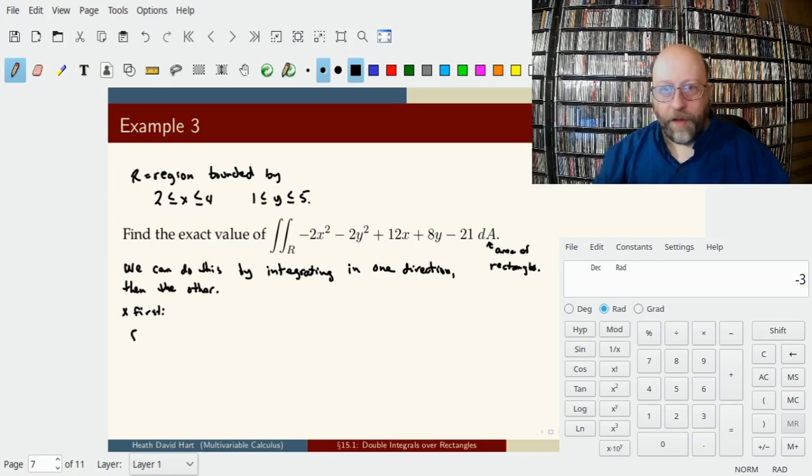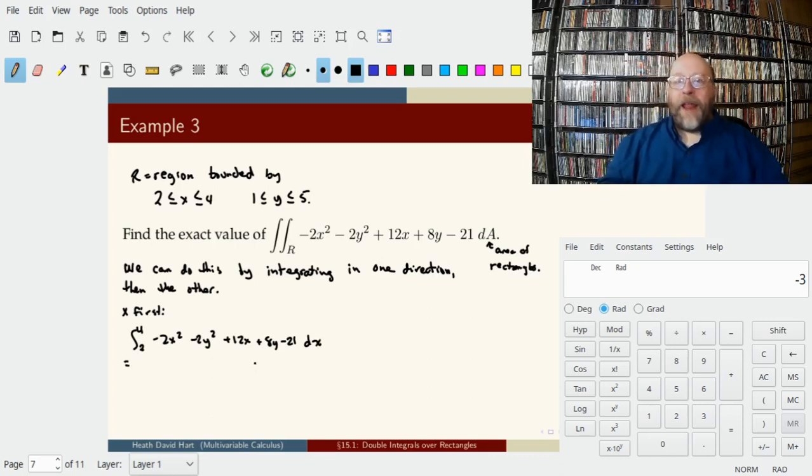So if we integrate this from 2 to 4, negative 2x squared minus 2y squared plus 12x plus 8y minus 21 with respect to x. We're taking an antiderivative now, but with respect to x. So when x is the variable, we do an ordinary antiderivative. This becomes negative 2/3 x to the third.